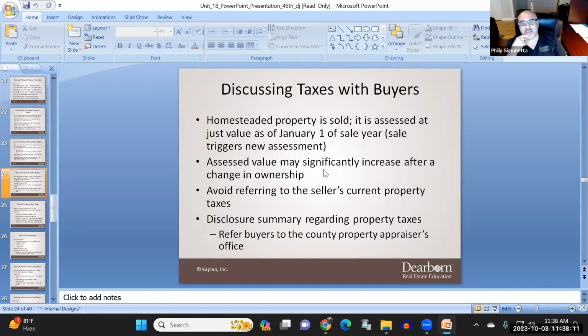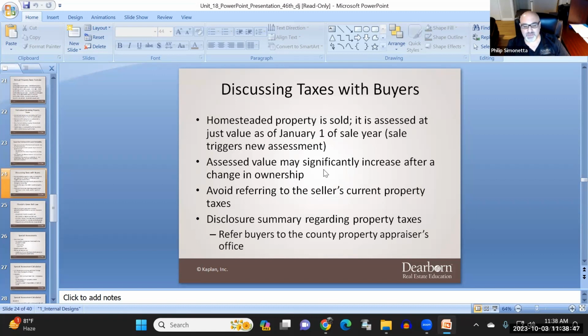Now let's talk about discussing taxes with buyers. Okay, a homestead property is sold and it is assessed at the just value as of January 1st of the sale year. That sale will trigger a new assessment. So the assessed value may significantly increase after a change of ownership. So if you buy a house and it's assessed at 390 and you buy it for 500,000, they're going to come out and reassess it. Your taxes are not going to be the same as the seller's. So you can't tell them the seller's paying $3,500 a year in taxes, that's what yours will be. You can't do that. It's not true.